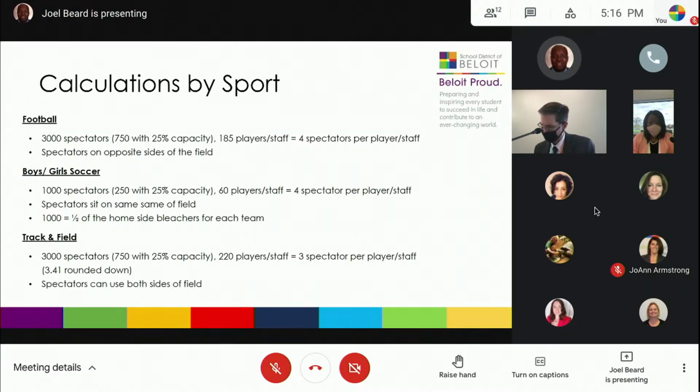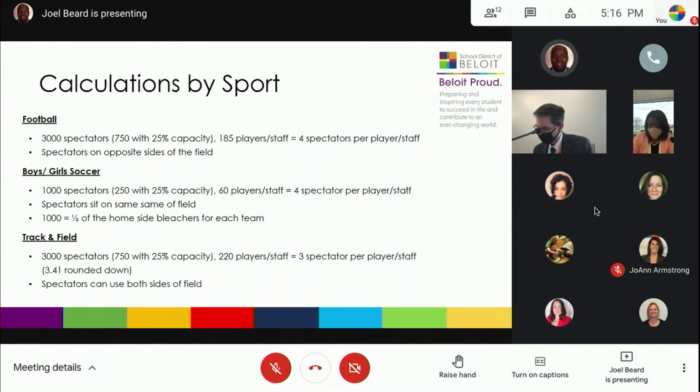For boys and girls soccer, we'd use 1,000 spectators instead of 3,000 in Jacobson, which will give us 250 at 25% capacity. A lot fewer players, with only 60 players and staff, which would also put us at about 4 spectators per player. Now in soccer, the spectators sit on the same side of the field. So we would have to split that in half. One would be the home side, one would be the visiting side. So estimated on the home side of 2,000 spectators total, we cut that in half for each side. So that's how that number is determined.